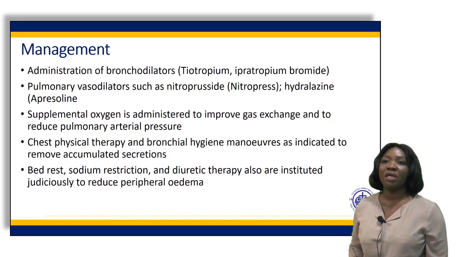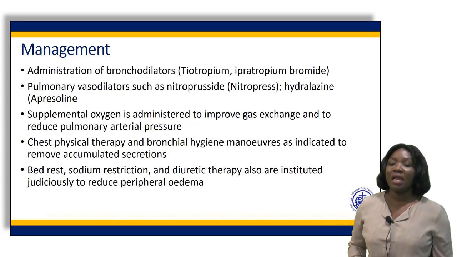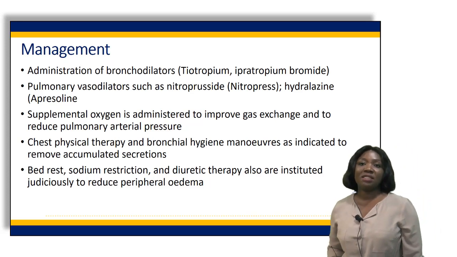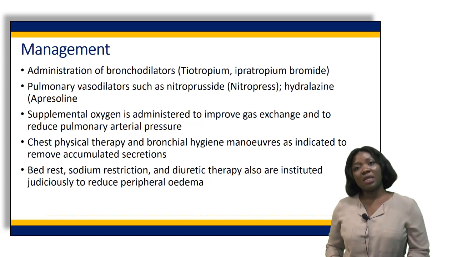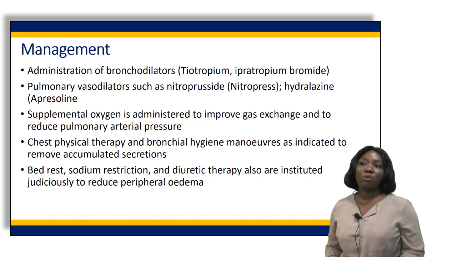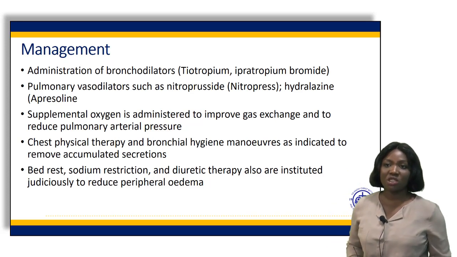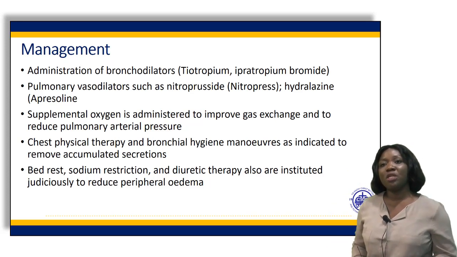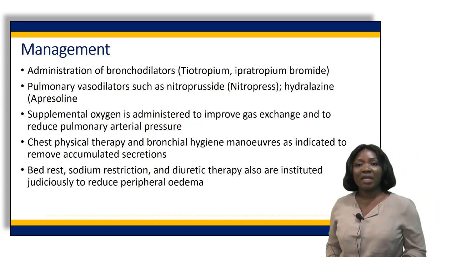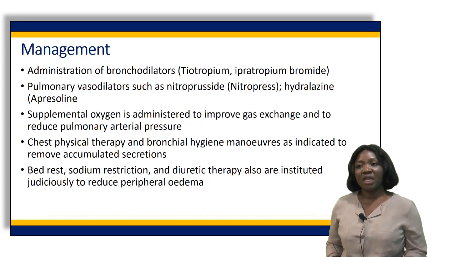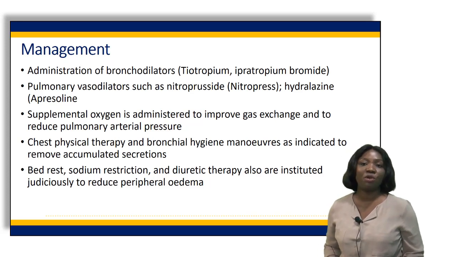In managing cor pulmonale, administration of bronchodilators is necessary. An example is ipratropium bromide. Pulmonary vasodilators, for example nitroprusside, can also be administered, including hydralazine. Supplemental oxygen is important to help improve gas exchange and also reduce pulmonary pressure. Chest physical therapy and bronchial hygiene maneuvers can help to remove accumulated secretions, and you also have to ensure bed rest. Sodium restriction is important because of the edema, and also diuretic therapy to help reduce the peripheral edema.